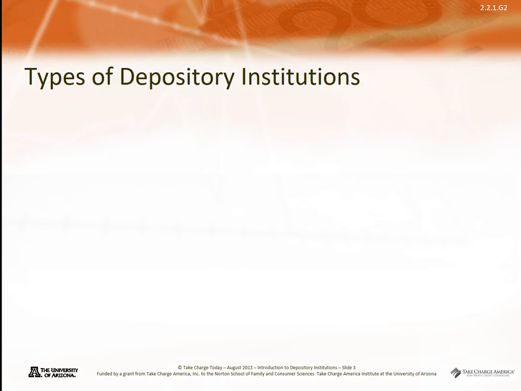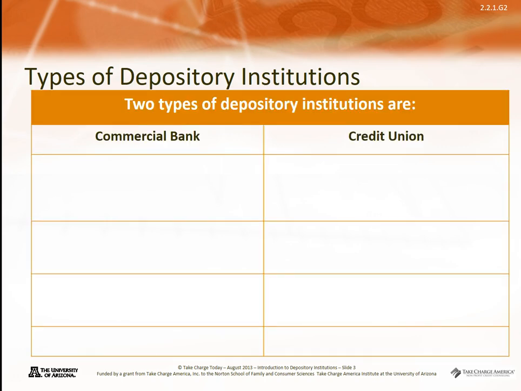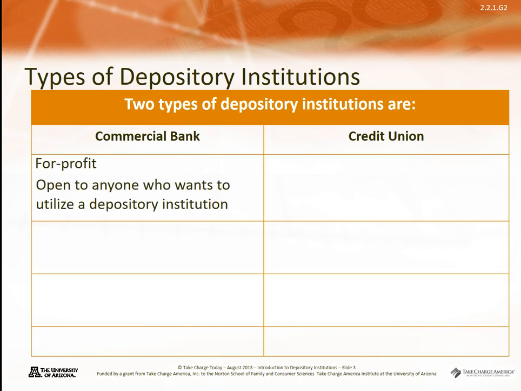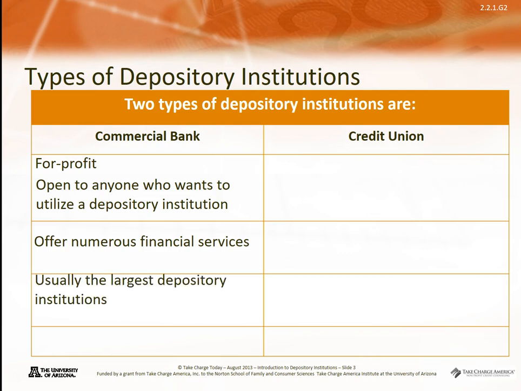So here are our two types of depository institutions. We have commercial banks and we have credit unions. The commercial bank is for profit. Anybody who wants to open an account there, as long as they've got some money, can go ahead and use it. They have a lot of different financial services available, and generally they are the largest ones around.